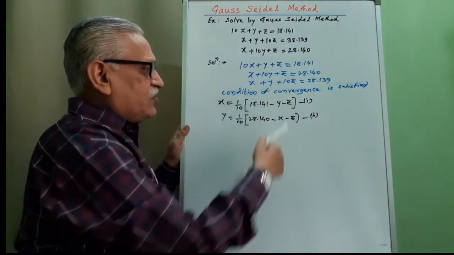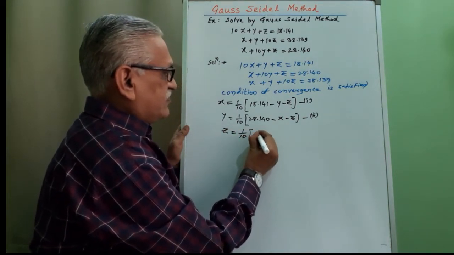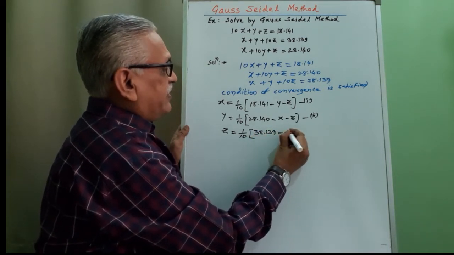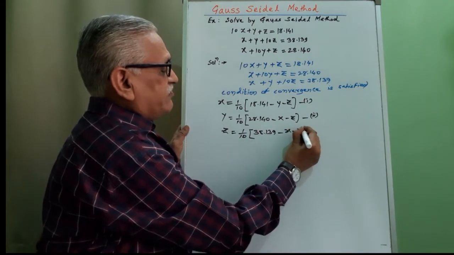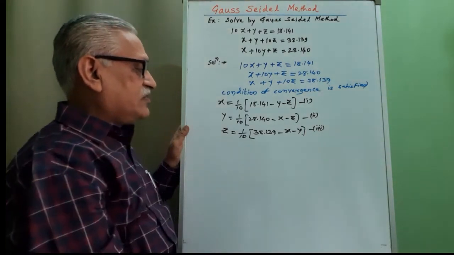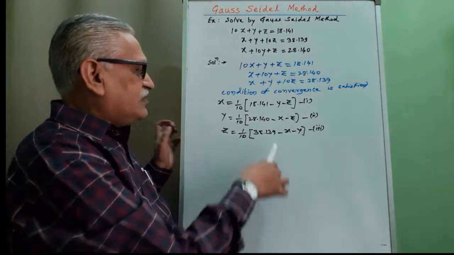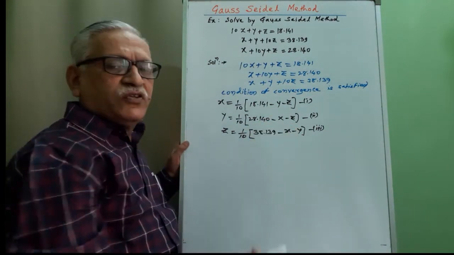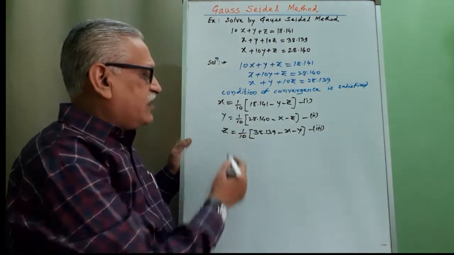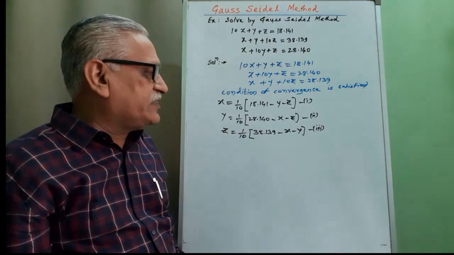And then solving for z, we get z is equal to 1 by 10 times (38.139 minus x minus y). We call this equation 3. Then we have to apply the iterative procedure using equations 1, 2, 3. Initially we have to substitute y and z as 0 to get the first approximation. Fix your calculator for 3 significant digits.